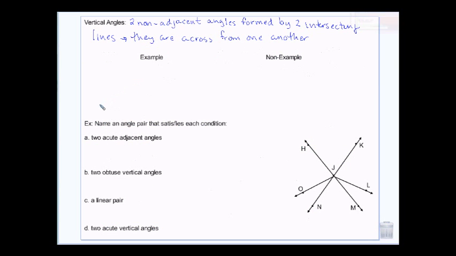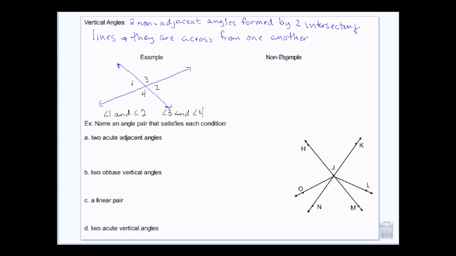Whenever you have two intersecting lines, so two straight lines intersect, they make an X, and then you get two pairs of vertical angles. Angle 1 and angle 2 are vertical. Also, angle 3 and angle 4 are vertical. So the angles that are across from each other are vertical. The angles next to each other are adjacent. So I have 1, 2, 3, 4 sets of adjacent angles, and then 2 sets of vertical angles.